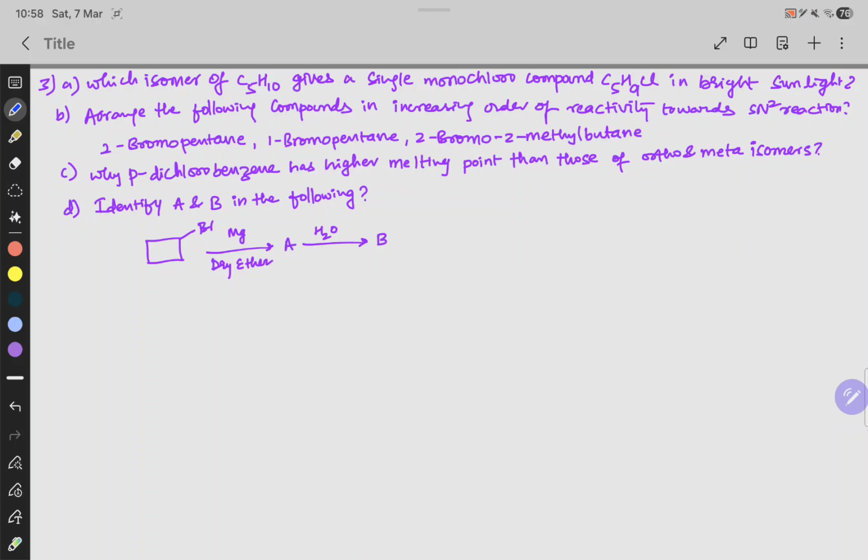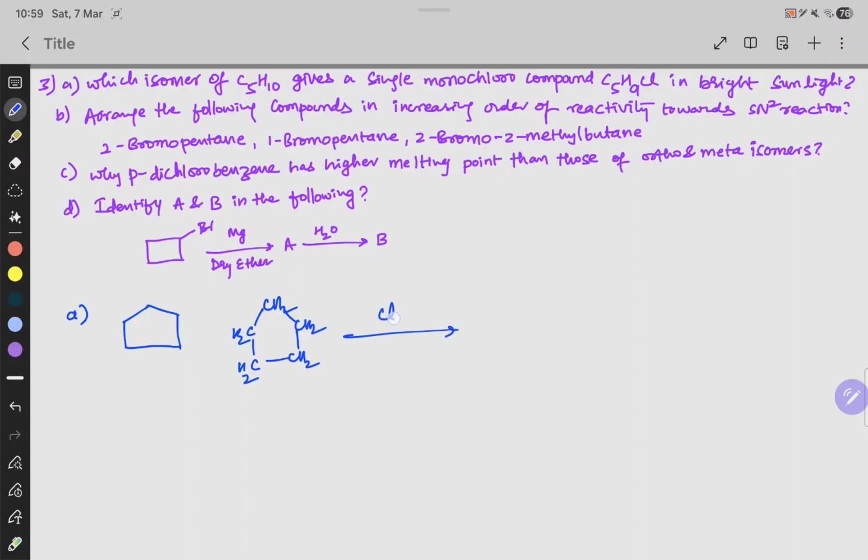So C5H10, if you take it as an alkene, because the alkane general formula is CnH2n+2, if you substitute C5, 2 into 5 is 10 plus 2 means H12. So this is not an open chain structure, it must be a cyclic structure. If you take a 5-membered cyclic structure, I am going to write it like this: CH2, CH2, CH2, here CH2 and here also CH2. Now in C5, each carbon has 2 hydrogens, so C5H10 fulfills the criteria of the given molecular formula.